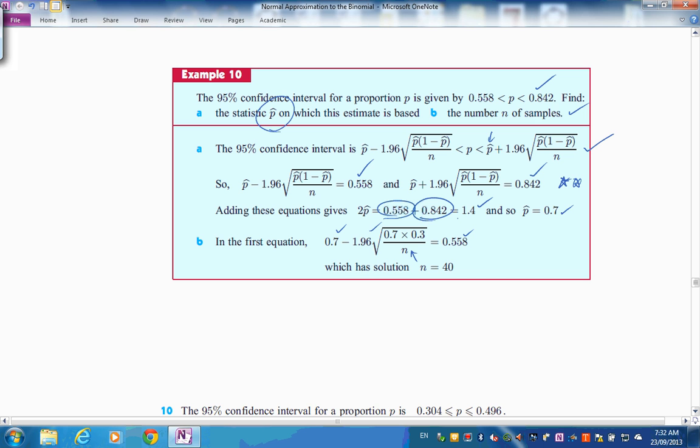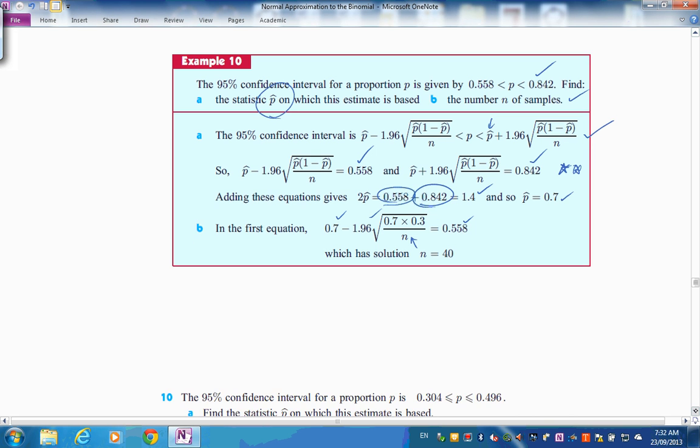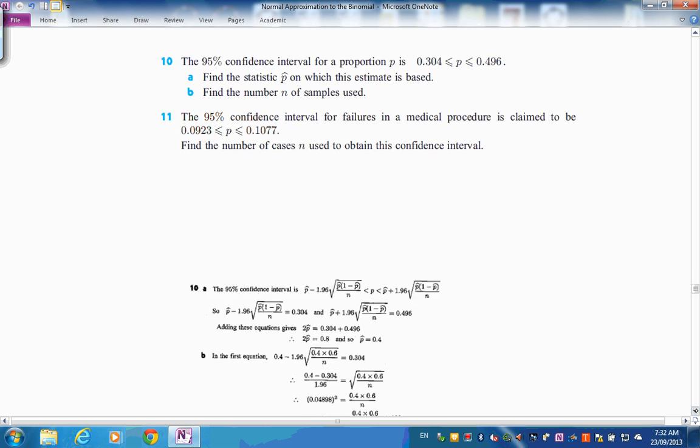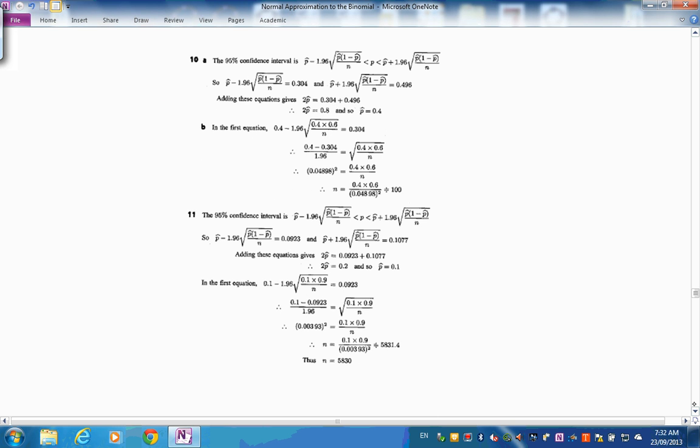So there's lots of little tricky things you can do. Some of these are maybe not that relevant, but they're interesting little pieces of mathematics. Come and do some. So 10 and 11, just a couple of interesting little variations there. And let's have a look at the solutions. 10 and 11.